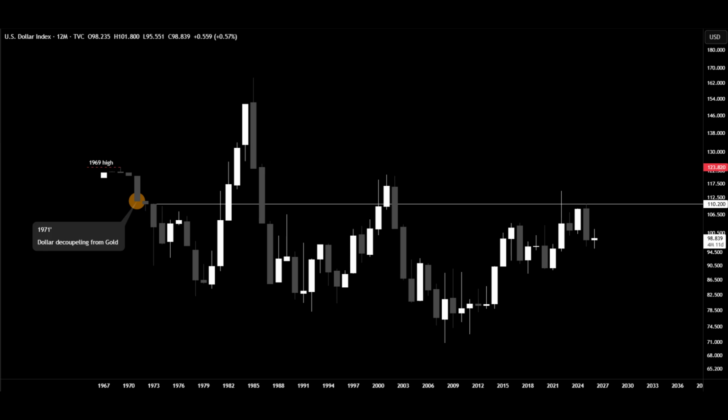Dollar 12-month chart. First image. We can see the horizontal backbone of the dollar. It begins at the point where the dollar broke away from its dependence on the value of gold, and a new monetary regime began, one that has continued to this day.